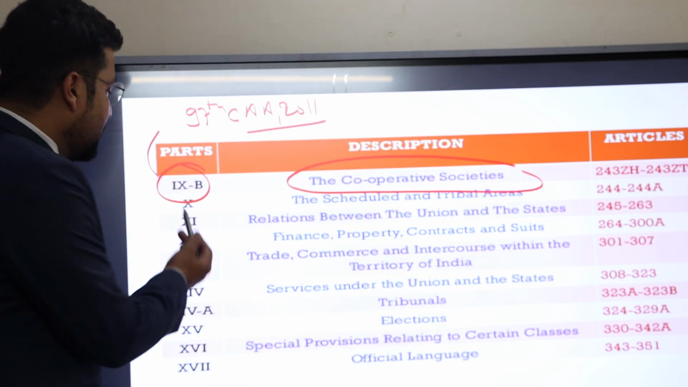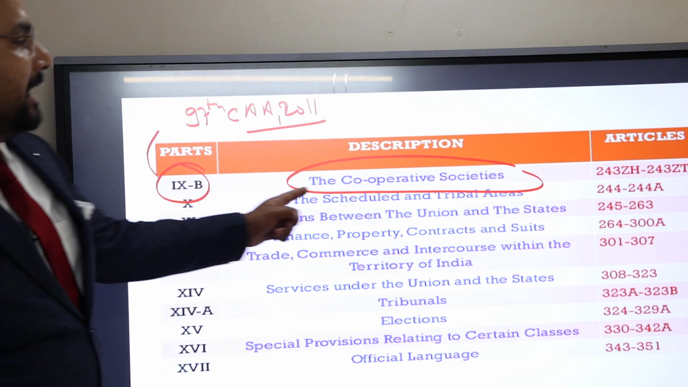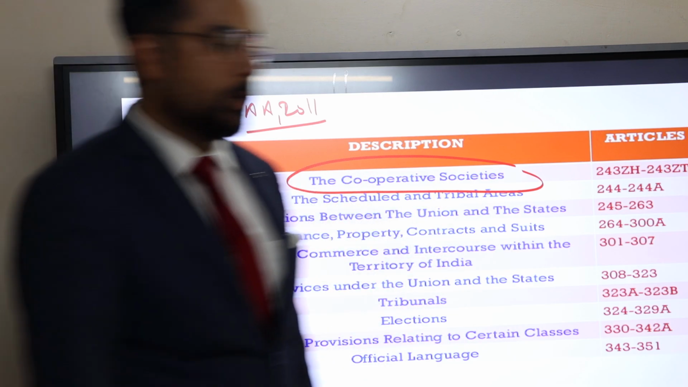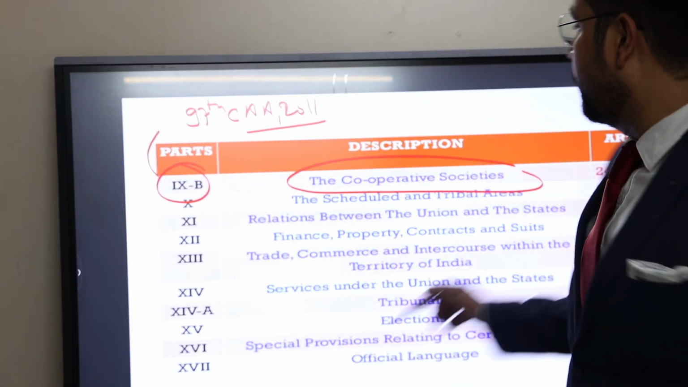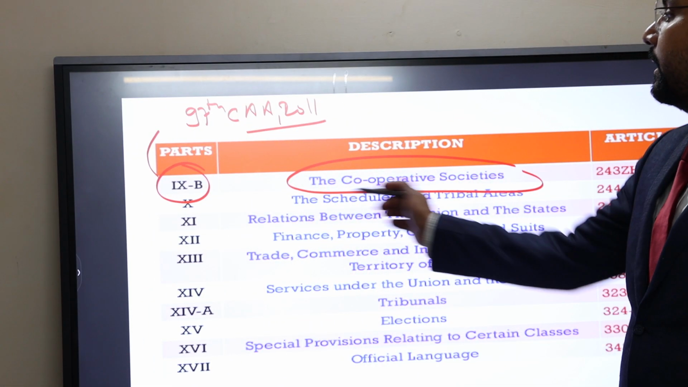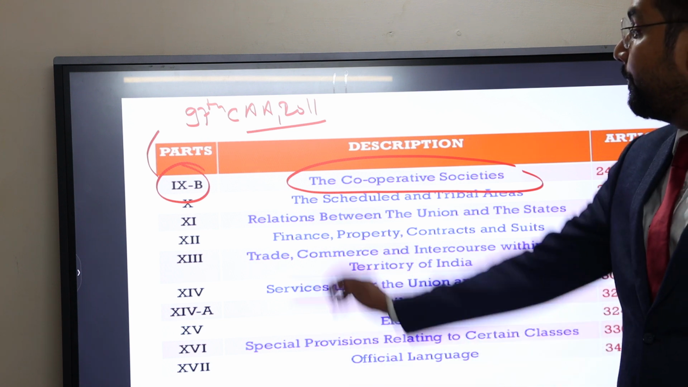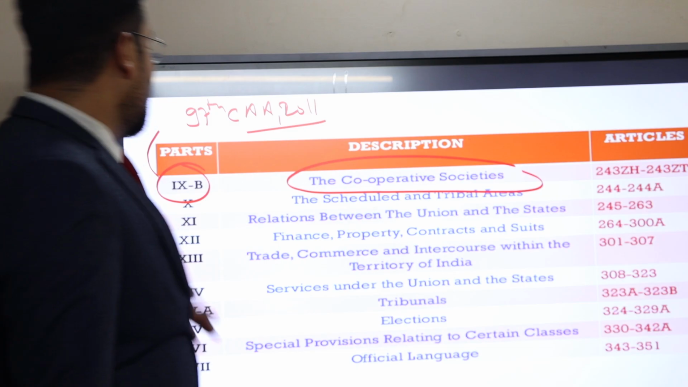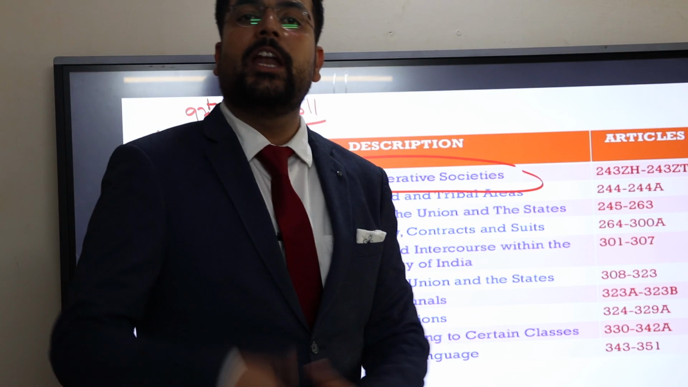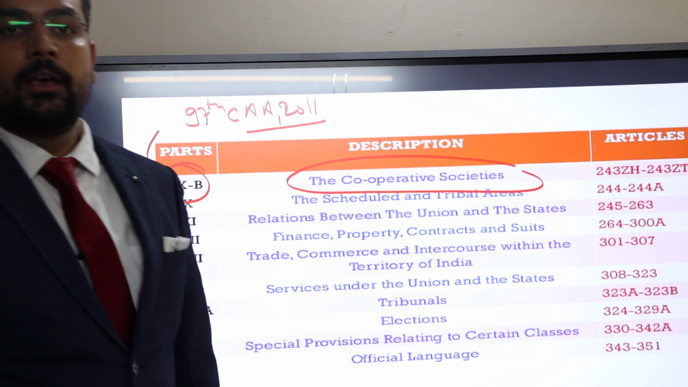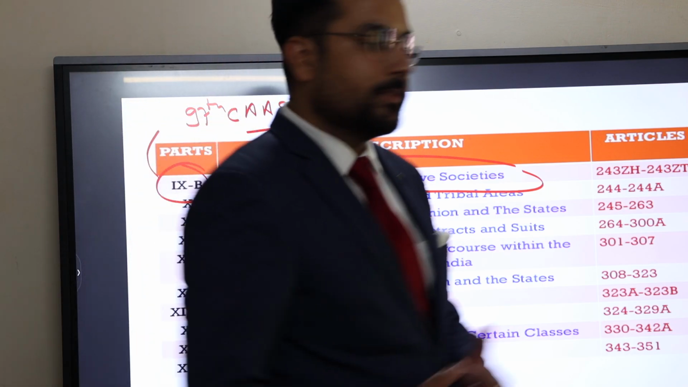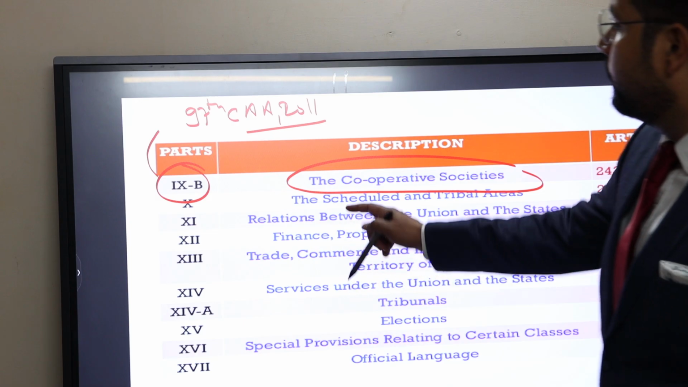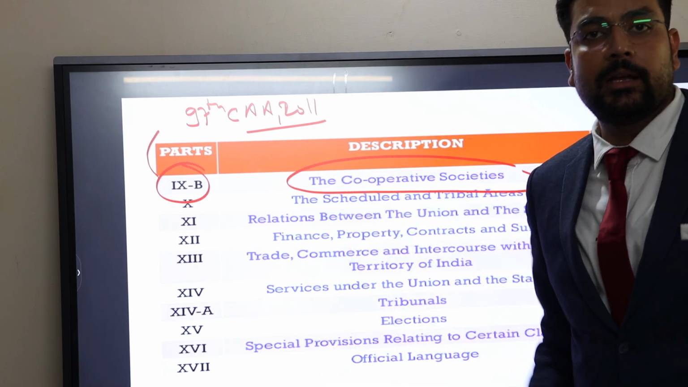Here come parts 10, 11, 12 and 13. Part 10 deals with scheduled and tribal areas, especially those areas where the scheduled tribes or tribal people reside. Next, part 11 talks about the relation between the center and states. The relation means financial relations, executive relations and legislative relations between the center and state. This provision has been mentioned in part 11.